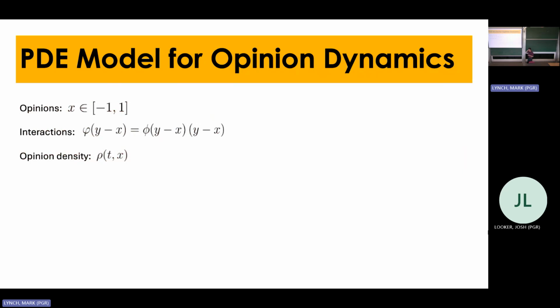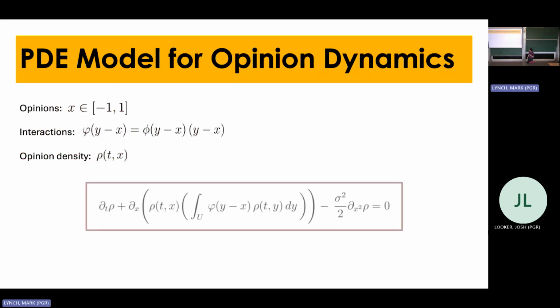And what we're interested in is not the opinions of each individual person, but this population level density that basically says at time T, what's the probability that a random person has opinion X? And that evolves according to this PDE.